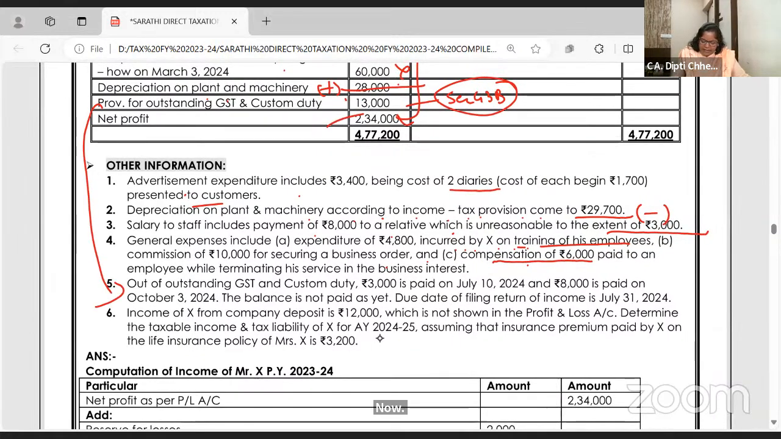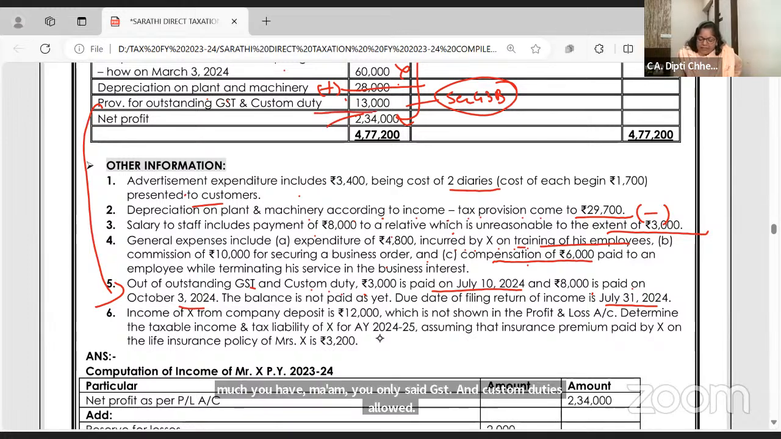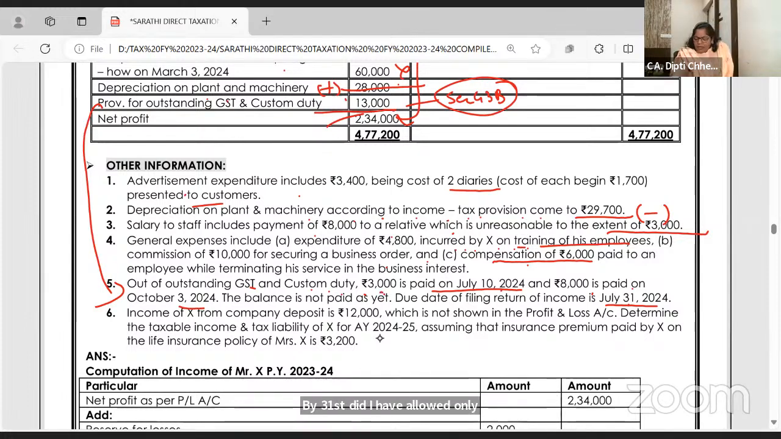Now, this point is relevant. For the provision, outstanding GST 3,000 is paid in July. 8,000 is paid in October. And balance is not yet paid before the due date of filing the return, that is 31st July. GST and customs duty, if outstanding, you have to pay by 31st July. By 31st July, you have paid only 3,000. Remaining you have paid late, not allowed. Add back.